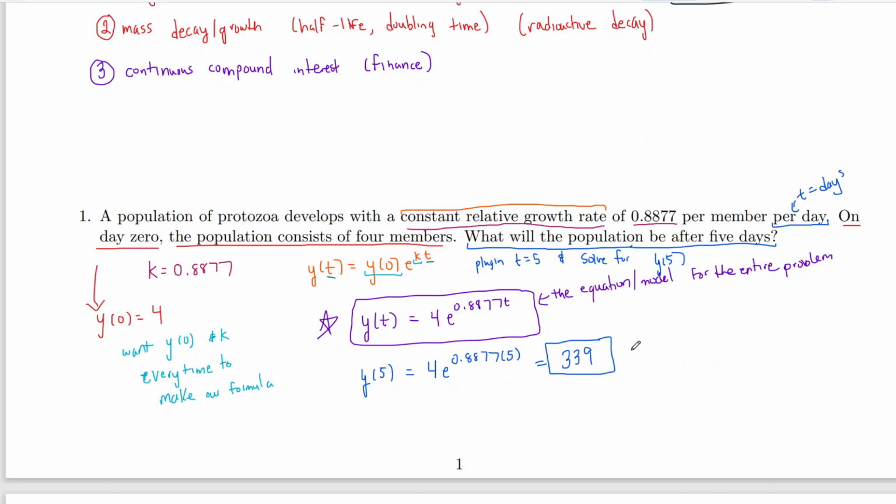Now for this one, this was just about as easy as we can get. We only had to read the problem, realize, okay, we are actually given the two things that we need to know, and then we plug them in along with our t, and we could solve it. The rest are going to be a little more challenging, but we'll save that for the next video, and I'll see you there.